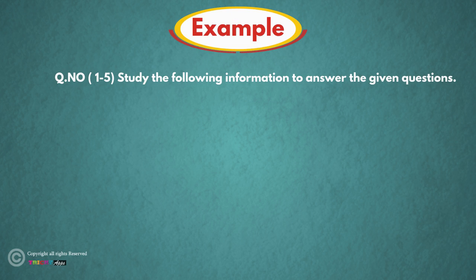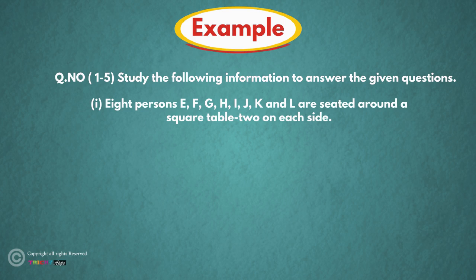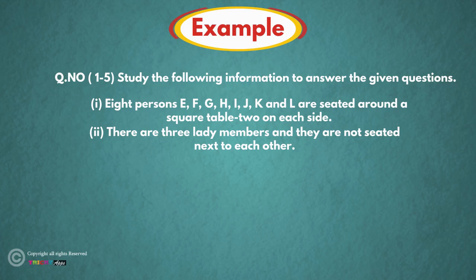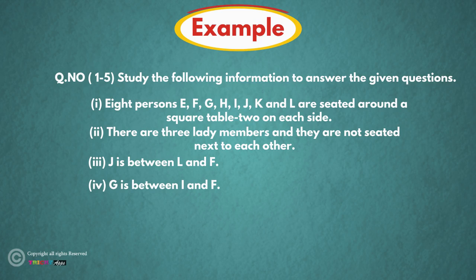Let us see an example. Study the following information to answer the given questions. First one, 8 persons E, F, G, H, I, J, K and L are seated around a square table, 2 on each side. Second one, there are 3 lady members and they are not seated next to each other. Third one, J is between L and F. Fourth one, G is between I and F.